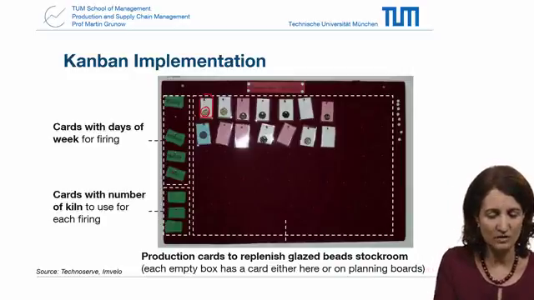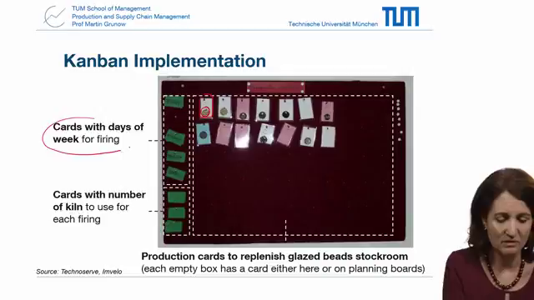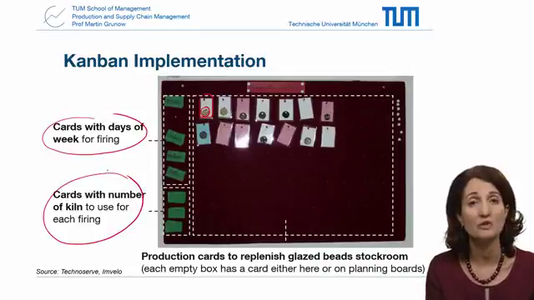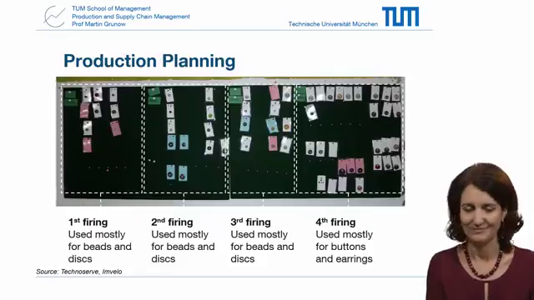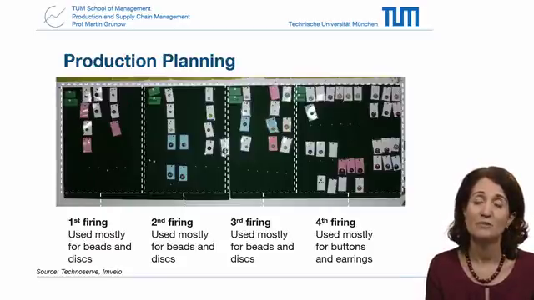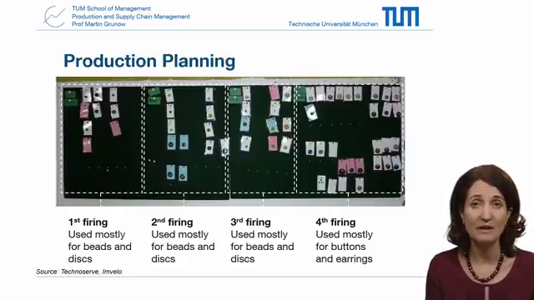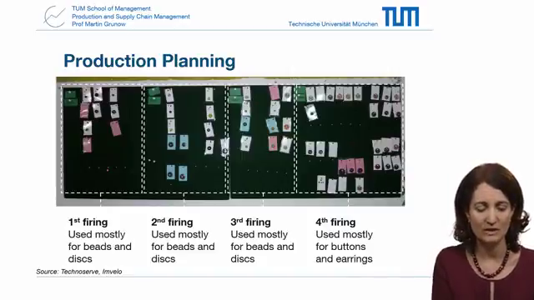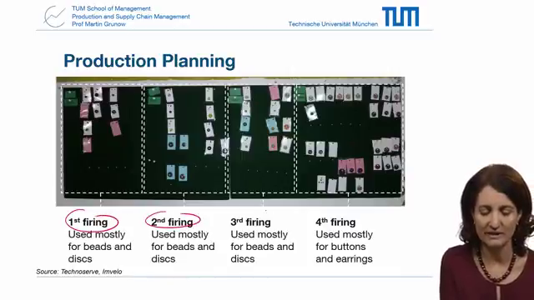Now, in addition, you also had cards with days of the week for firing and cards with the number of kiln that should be used for each firing, and these were then used in the production planning. So here we see the production planning board. The Kanban cards, which authorize a specific bead type to be produced, are then allocated to the different kiln firings.